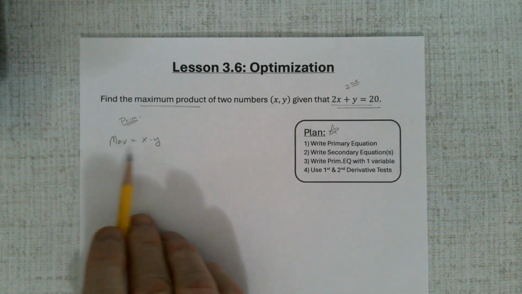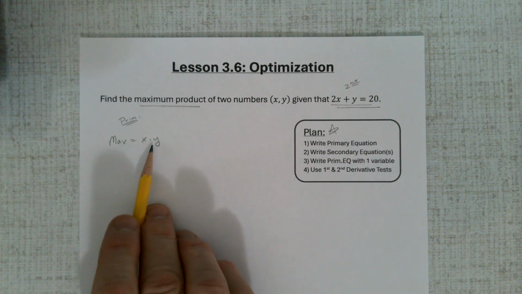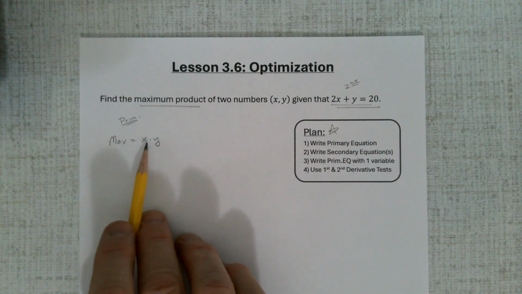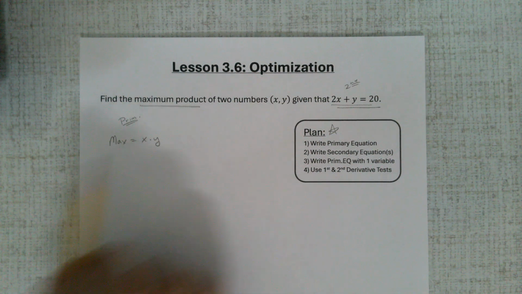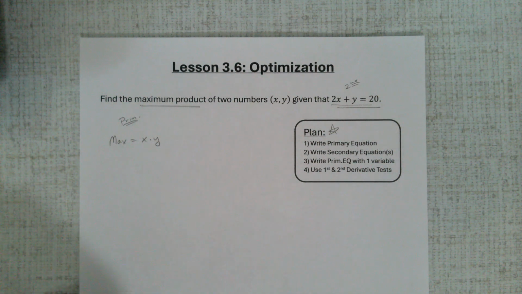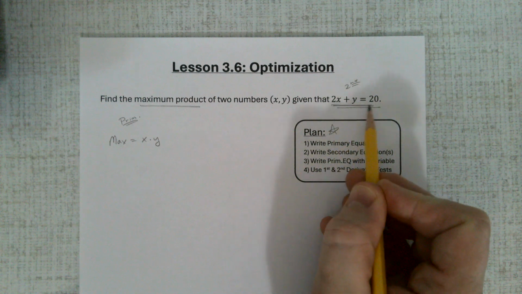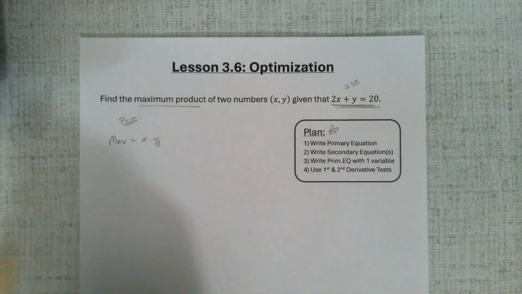Well, if we were to max out this right now, it would be unlimited, right? If you pick two numbers and multiply them together, you could go all the way up to infinity. There is no max to this. So what we have to do is use the secondary equation to put some constraints on this.